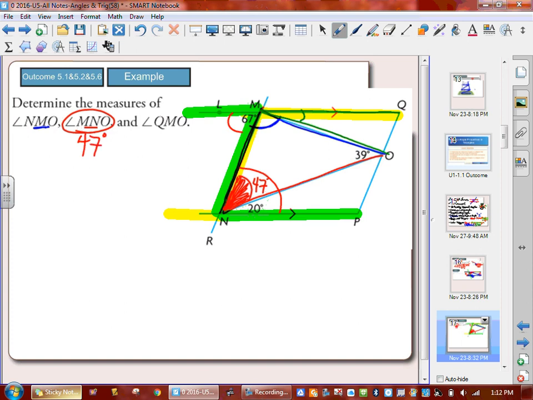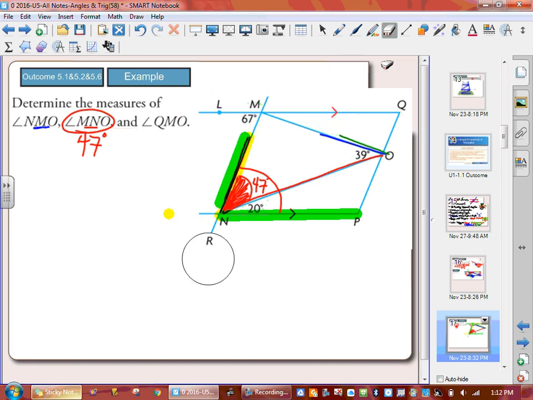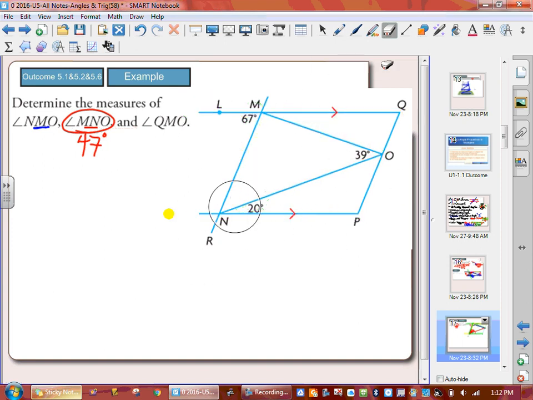Now we're going to find another one. All right. Any others? What are you seeing in there? So let me just erase all the colors and write the numbers in, just so we can see where they're at. So we said this guy's 47 right there. I need to find this part and this part.